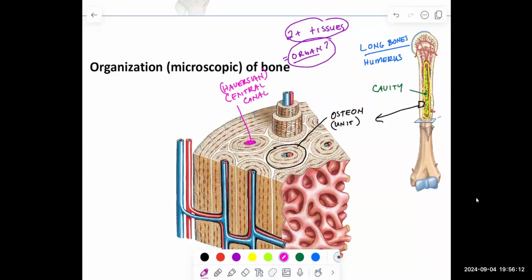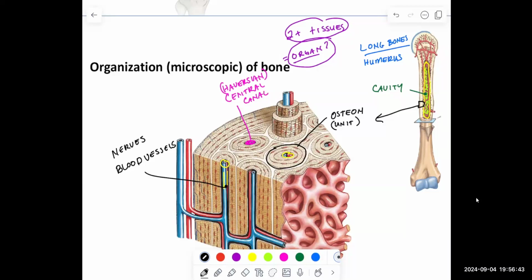Central canals, okay? If you notice, what is running up and down the central canal? Can you guys see that in there? This is one of them that's open. What is running up and down it? Blood vessels. That is why we have a central canal. We need blood vessels that supply the bone with blood. In addition, you will find nerves in here.